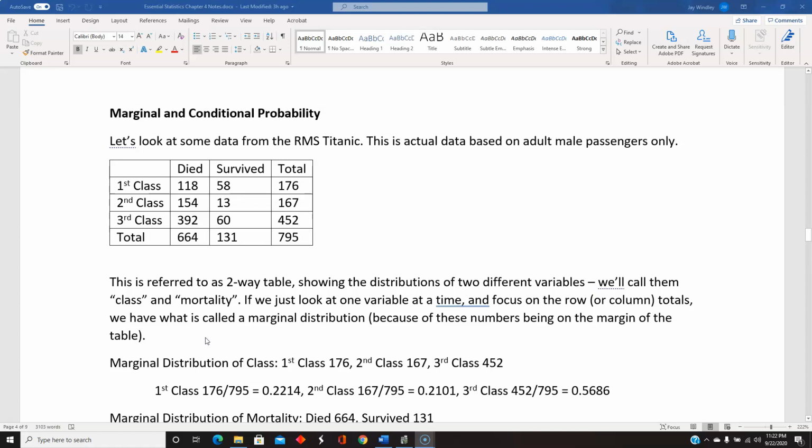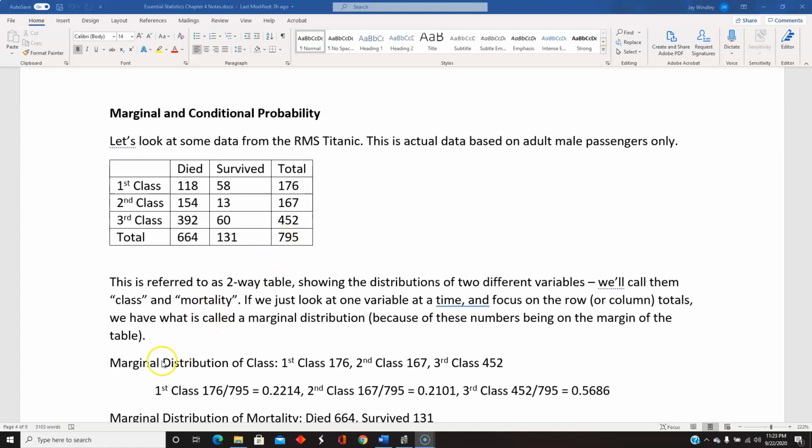We're going to start this discussion by looking at some data from the Titanic, just looking at data on adult male passengers. This data layout is referred to as a two-way table. We have two variables, what class the passengers were in and their mortality, whether or not they died or survived, and we have these row totals over here in the margin of the table, and we have some column totals down here in the margin of the table and a grand total here. These two numbers here should add up to 795, and these three numbers here should add up to 795.